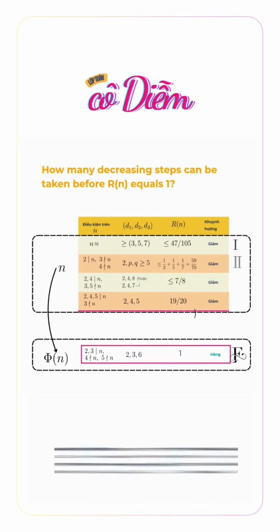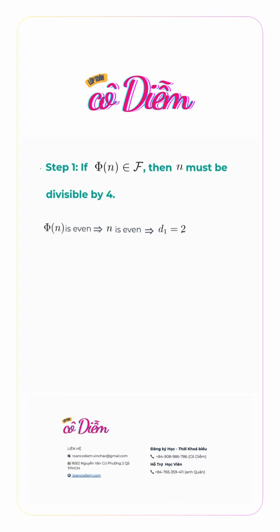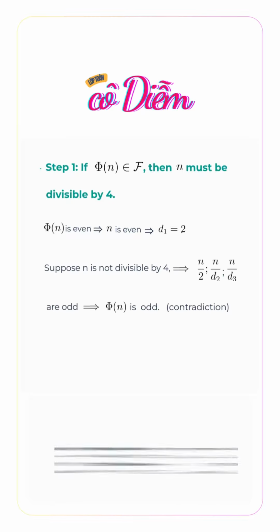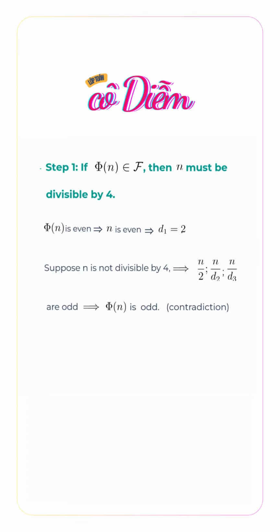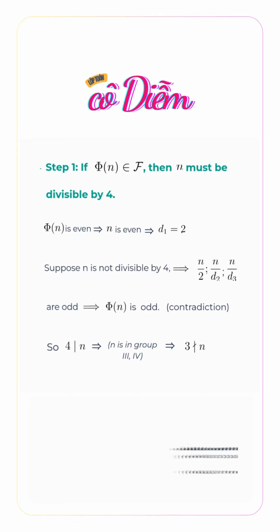First, we prove that if phi of n is in calligraphic F, then n must be divisible by 4. Since phi of n is even, n must be even, so d1 equals 2. Assume 4 does not divide n, then n over 2, n over d2, and n over d3 are all odd. So phi of n is odd. Contradiction. Hence, 4 divides n.